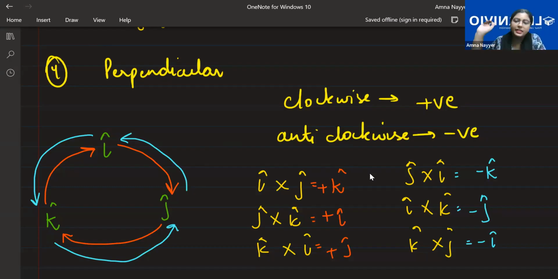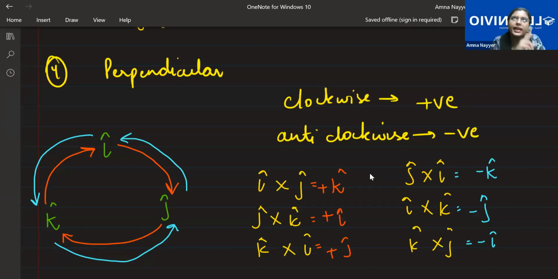This cannot be changed. You have to remember it as it is. So the best technique is, don't just mug it up. You will forget which one was whose, where the plus had to come, where the minus had to come. You will just forget it. So for that, just draw I cap, J cap, K cap.